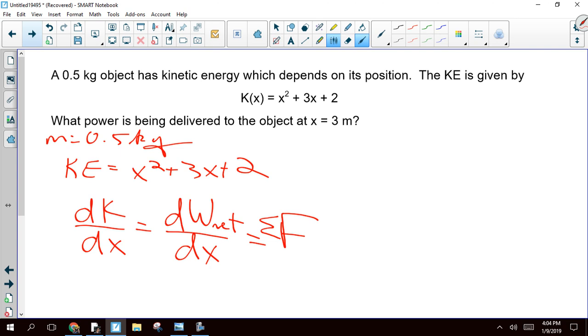So why does that help me? Well, we're trying to find power. And we just learned that power is force dot velocity. So I need to find my force, and I need to find my velocity at x equals 3.